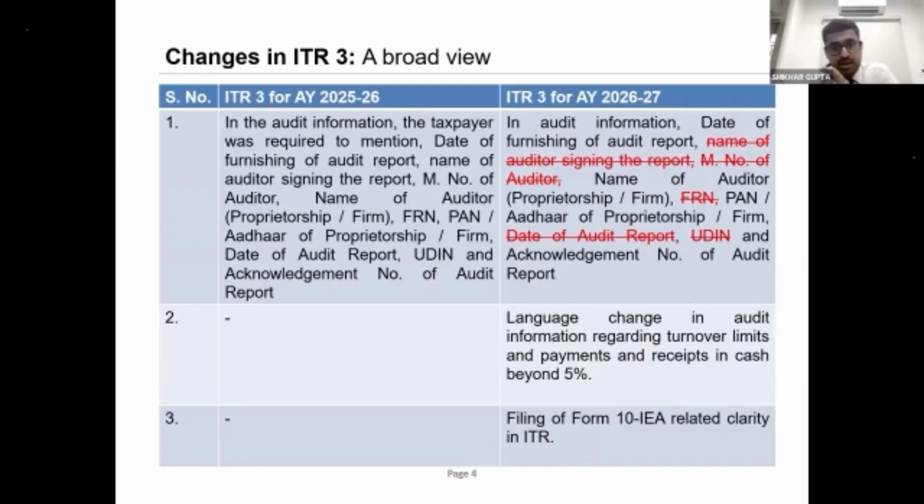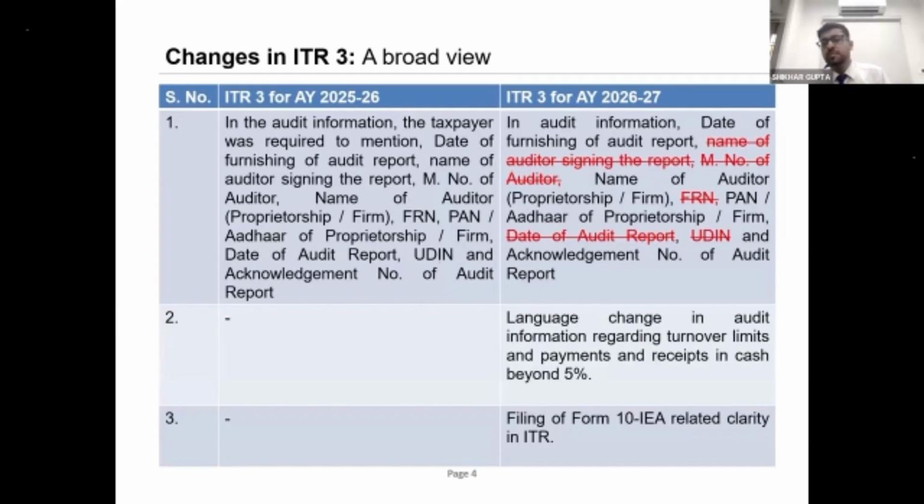Now, 4 requirements have been cut short. Only 5 requirements remain, which are the date of furnishing the report, name of the auditor firm. It's not the name of the auditor. Membership number is also not to be given, FRN also not to be given. PAN or Aadhaar of the auditor or partnership firm or the proprietorship has to be given. And fourth is the acknowledgement number of the auditor. Other details have been completely wiped off. This is the change in ITRs.